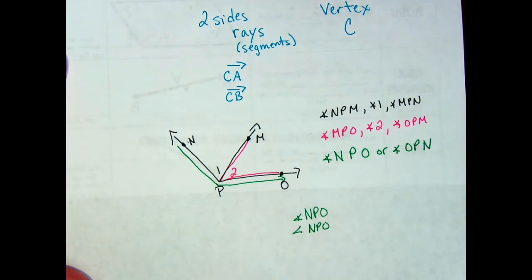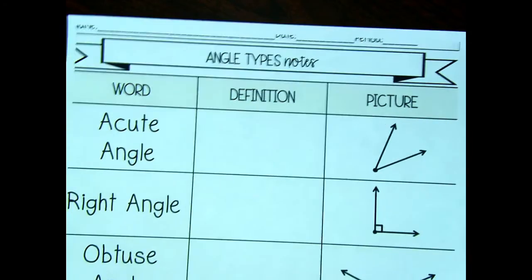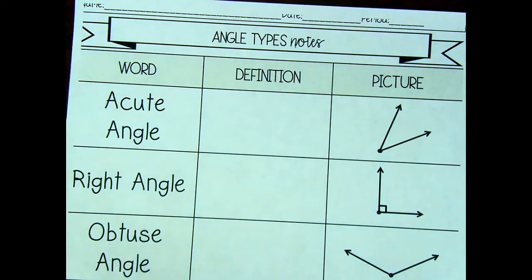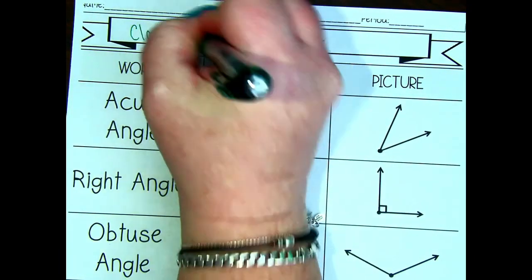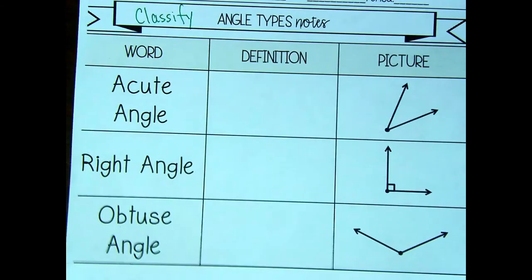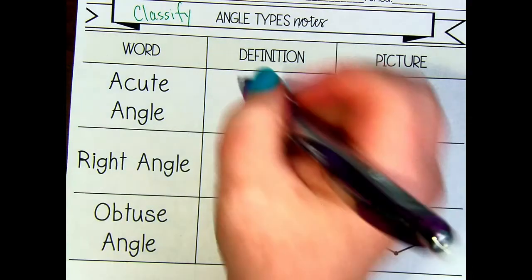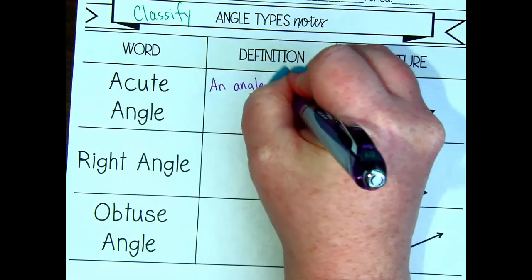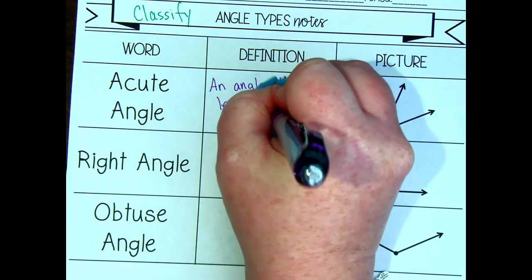Just make sure that they look like angle symbols so they're flatter on the bottom and not like other letters. Now that we know how to name angles, we need to know how to classify them using the 4 main classifications. When the directions say to classify angles, that's just identifying the type. So the first type of angle, which I am sure you have heard, is an acute angle. An acute angle is an angle that is less than 90 degrees.